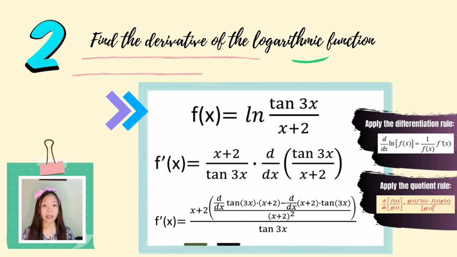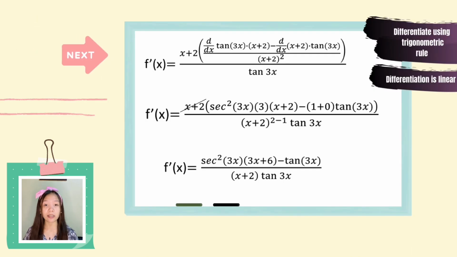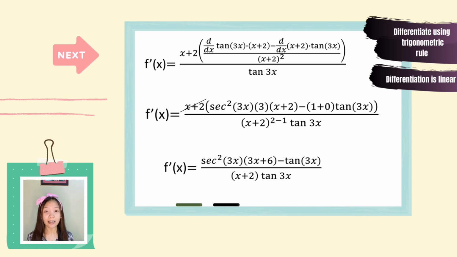Since we have x plus 2 over tangent 3x, we will be multiplying it with the derivative of tangent 3x multiplied by x plus 2 minus the derivative of x plus 2 multiplied by tangent 3x all over x plus 2 squared. It is stated in our solution that we need to find the derivative for tangent 3x and the derivative for x plus 2.